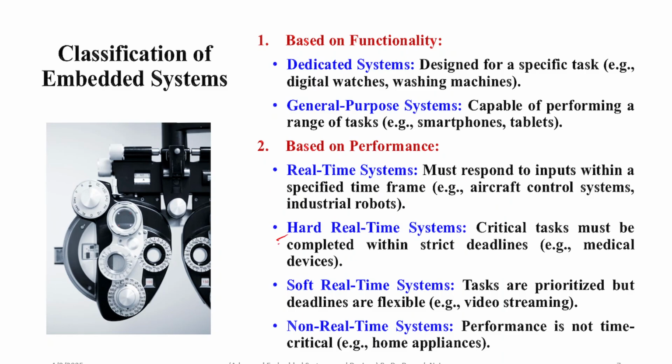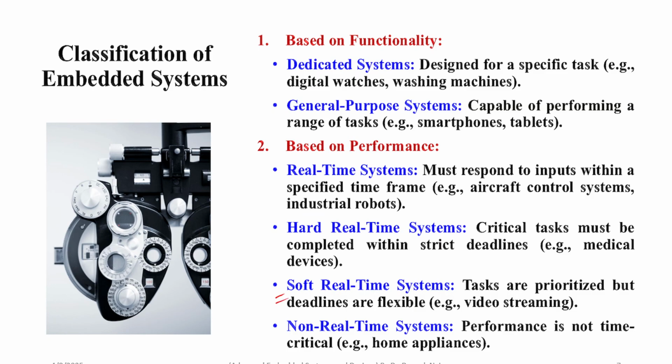Then we have hard real-time systems, which are for very critical tasks and have very strict deadlines, even stricter than normal real-time systems. For example, medical devices like a pacemaker. We cannot have a pacemaker which stops working for 2 or 3 minutes and then starts working. So in such cases, we have to have hard real-time systems. Here the word hard is important, and we have to meet the deadlines in a very strict manner.